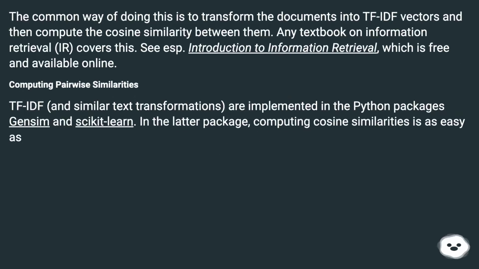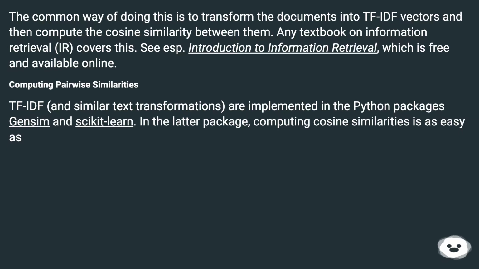The common way of doing this is to transform the documents into TF-IDF vectors and then compute the cosine similarity between them. Any textbook on information retrieval, IR, covers this. See especially Introduction to Information Retrieval, which is free and available online. Computing pairwise similarities.